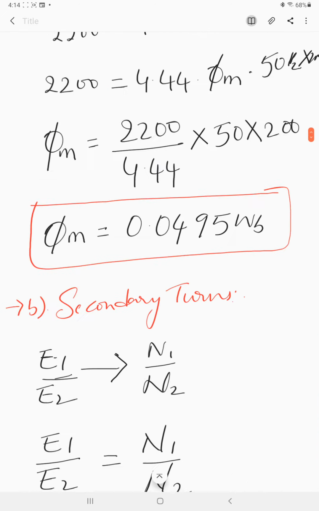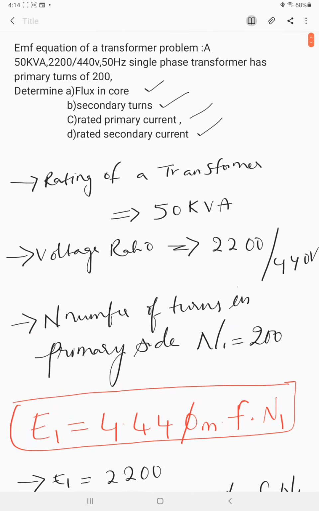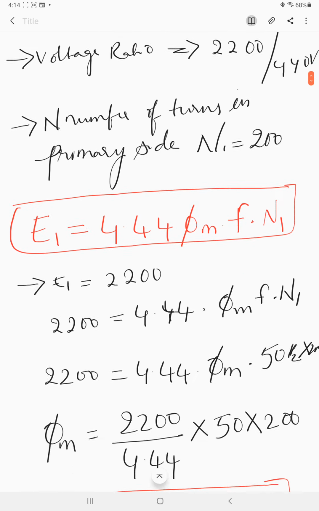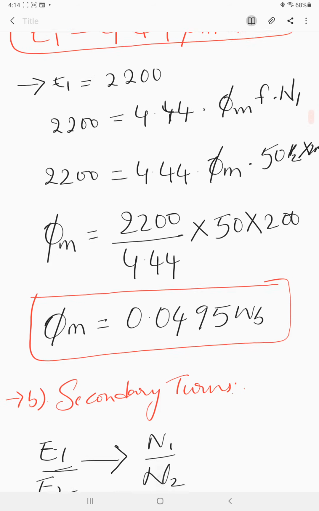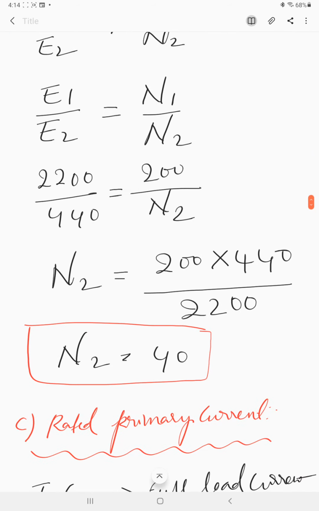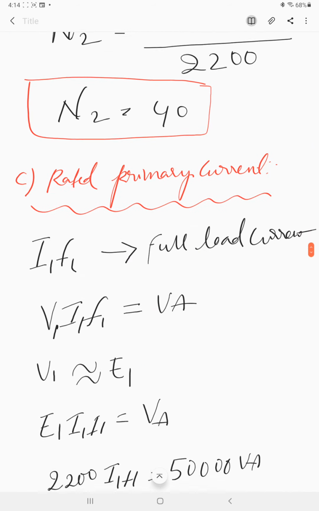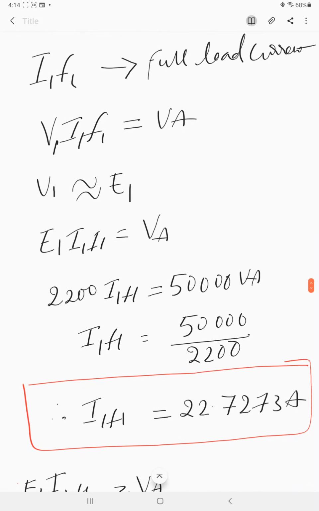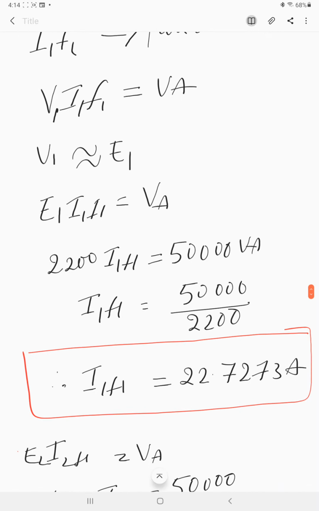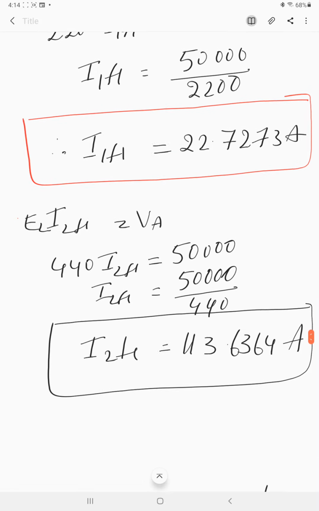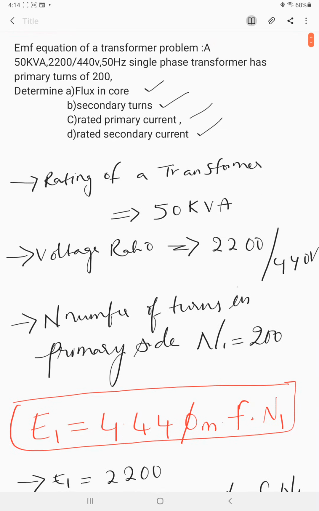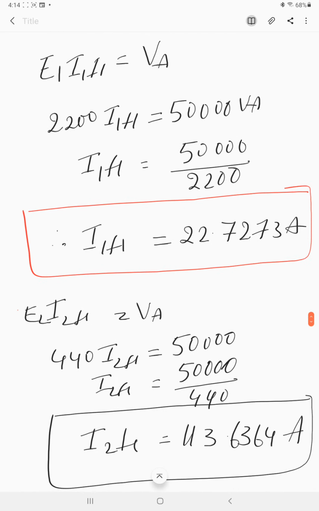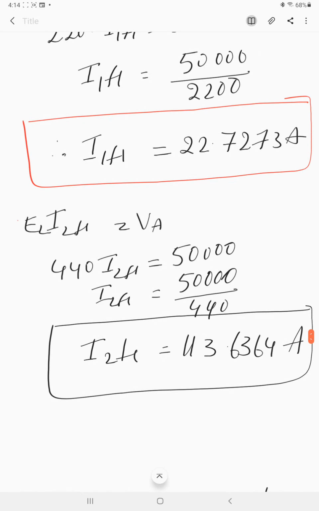See what we are finding here. Flux in a core: we already found flux in the core, that is 0.0495 Webers. Secondary turns here, N2 is equal to 40. Rated primary current I1FL is equal to 22.7273 amperes, whereas rated secondary current, that is I2FL, is equal to 113.6364 amperes.